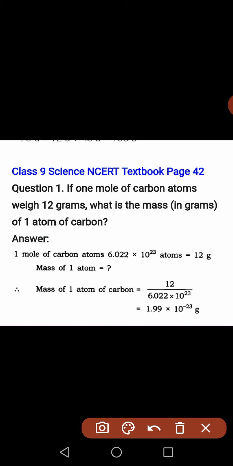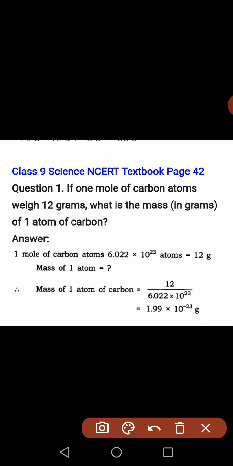How will we use it? 1 mole of carbon atoms means how many atoms? 1 mole means Avogadro's number, 6.022 into 10 to the power 23. So this many atoms are in 1 mole. If the mass of 1 mole is 12 gram, that means the mass of this many atoms is 12 gram. Then the mass of one atom will be 12 divided by this number, by the unitary method.